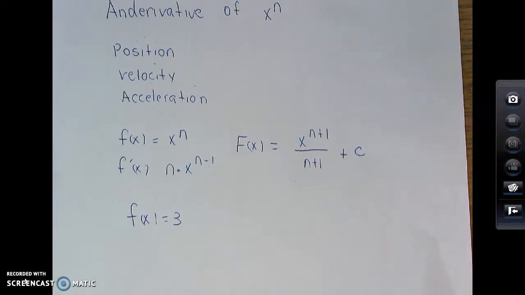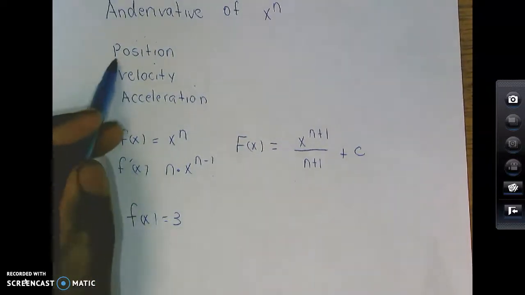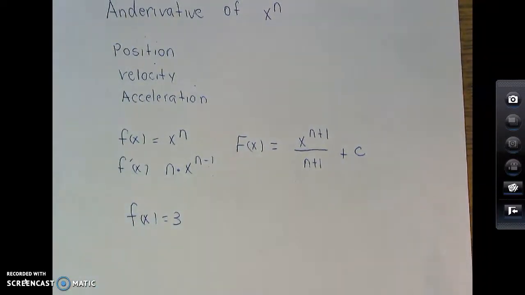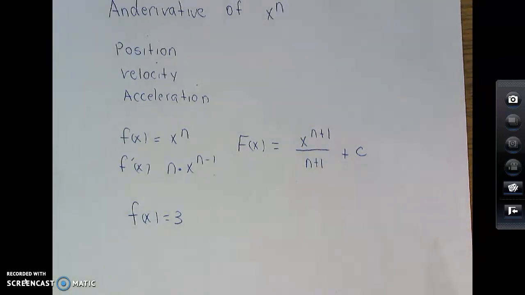Now keep in mind, if I want to find the antiderivative, that means that 3 is the derivative of some function. I just need to know what that function is. Just like the velocity is the derivative of position, if I take the antiderivative, it's going to give me position. So this is really the derivative of some function. I'm going to do the antiderivative to undo something that's already been done.